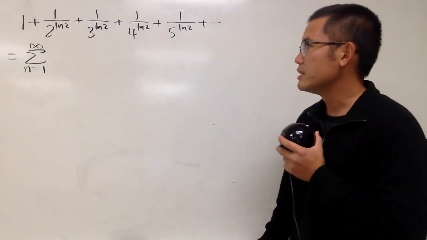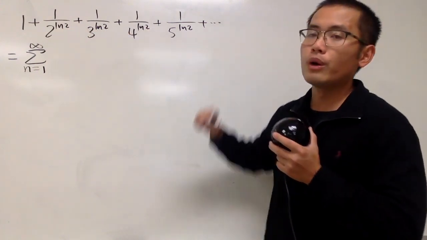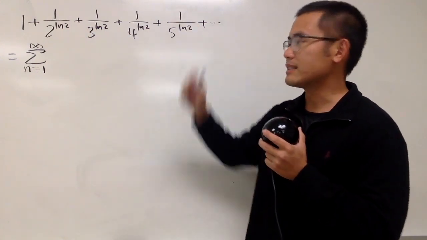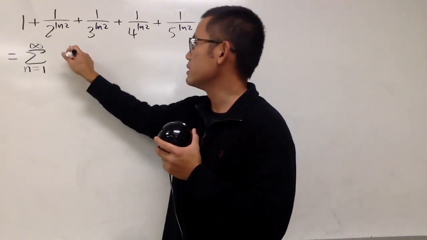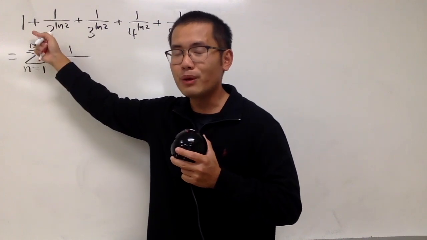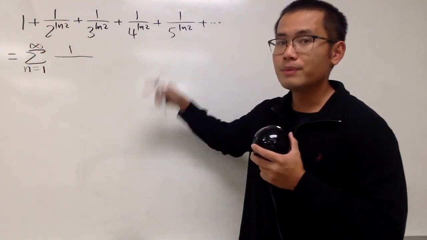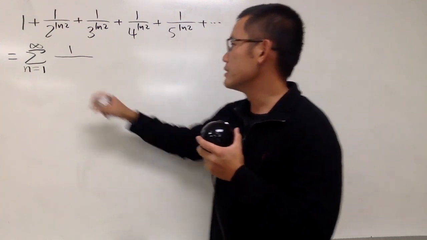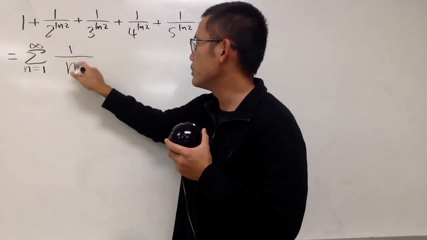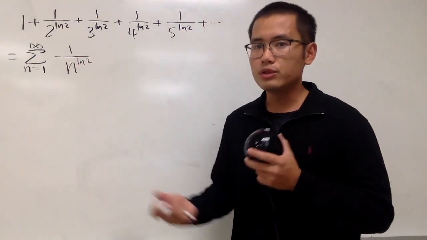Now, let's see. It looks like everybody has the ln2 power right there, right? And everybody has a 1 on the top, so we have 1 over, and notice that this is like 1 to the ln2 power, which is just 1 anyway. And all the bases right here, they are changing: 2, 3, 4, 5, and so on, starting with 1 right here. So it's just n to the ln2 power like this. So that's pretty much the form for it.